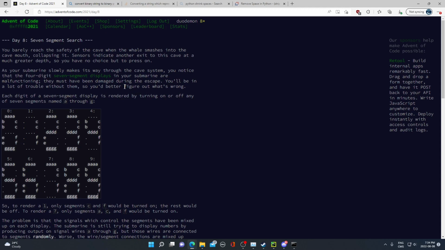Each digit of a 7-segment display is rendered by turning on or off any of the 7 segments named A through G. Yes, that is very obvious. That's how a 7-segment display works. 1, 2, 3, 4, 5, 6, 7. And usually they'd be in some kind of binary number.